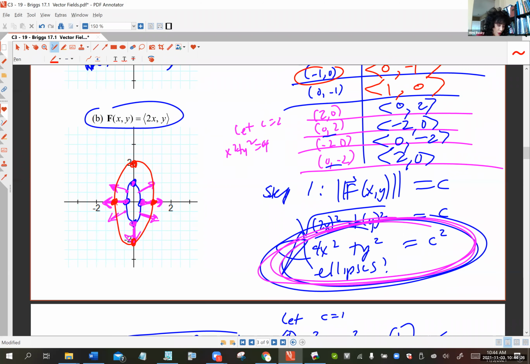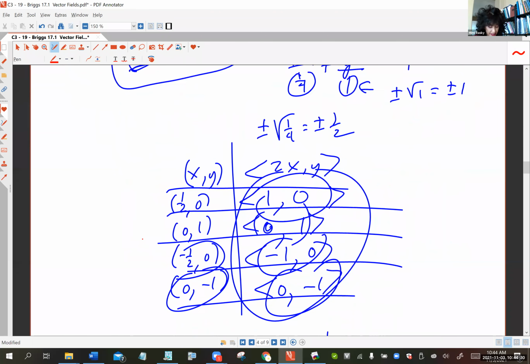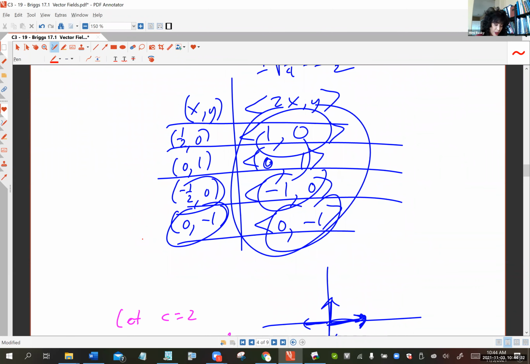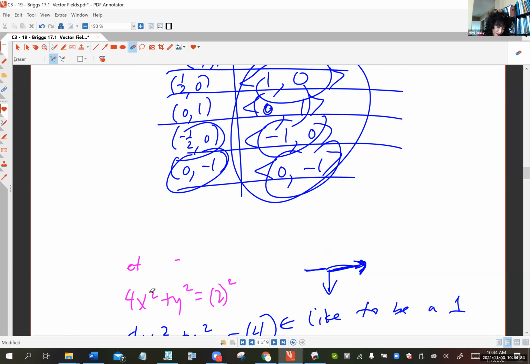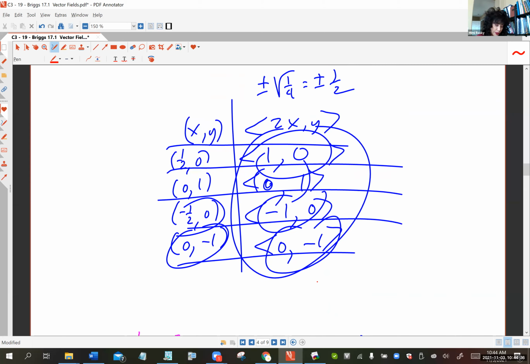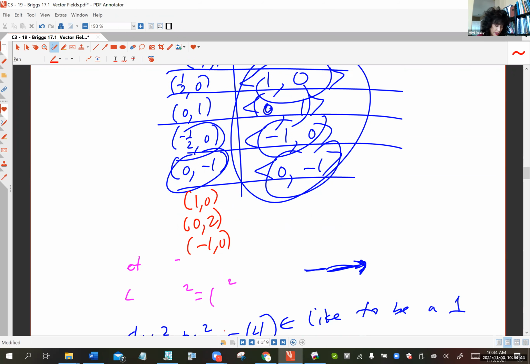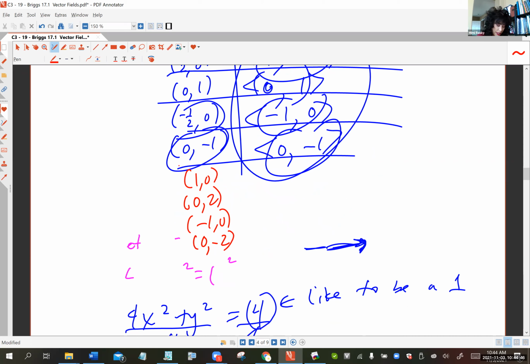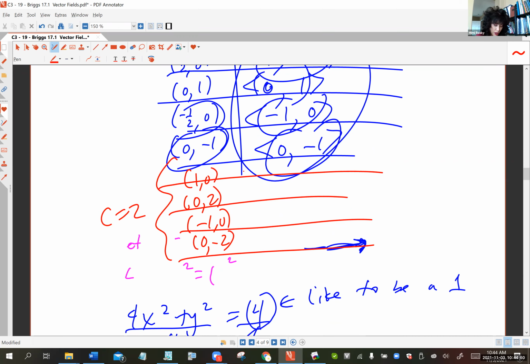And then we'll just pick the 4 points off of that ellipse that are on the axes. That way it's easier. And then I can continue my chart here. I got some more points here. I got (1, 0), (0, 2), (-1, 0), and (0, -2). And this is when C is equal to 2. And then I fill in the rest of my chart here.